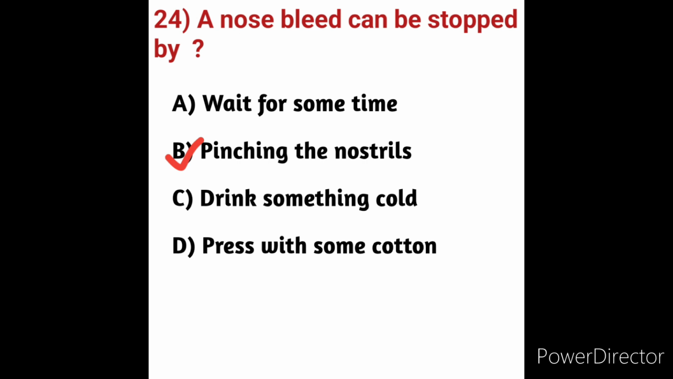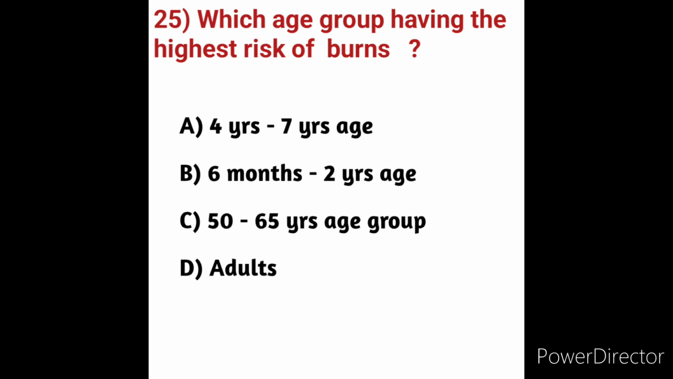Next we will move on to question number 25. Which age group has the highest risk of burns? We will see the options here. Option A, 4 years to 7 years of age. Option B, 6 months to 2 years of age. Option C, 50 to 65 years of age. And option D, adults.